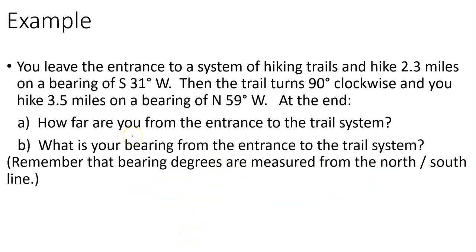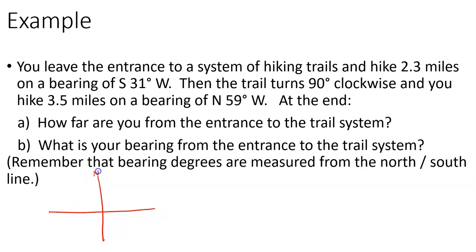So you leave the entrance to a system of hiking trails. You hike 2.3 miles on a bearing of south 31 degrees west. The trail turns 90 degrees clockwise. You hike 3.5 miles on a bearing of north 59 degrees west. Whew, that's a lot of words. Let's try to draw some pictures out here.